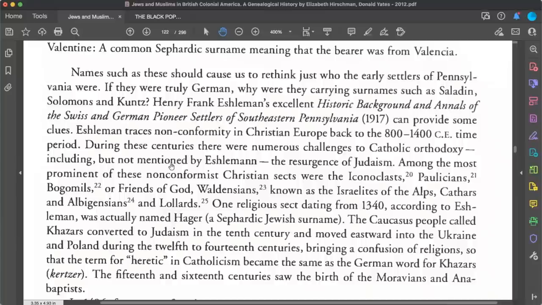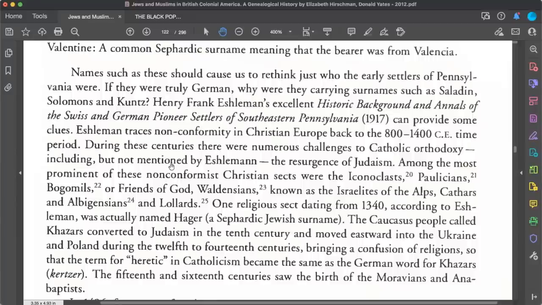Henry Frank Elschlemann's excellent historic background in annals of the Swiss and German pioneer settlers of southeastern Pennsylvania can provide some clues. Elschlemann traces non-conformity in Christian Europe back to the 800s to 1400s time period. During these centuries, there were numerous challenges to Catholic orthodoxy, including, but not mentioned by Elschlemann, the resurgence of Judaism.